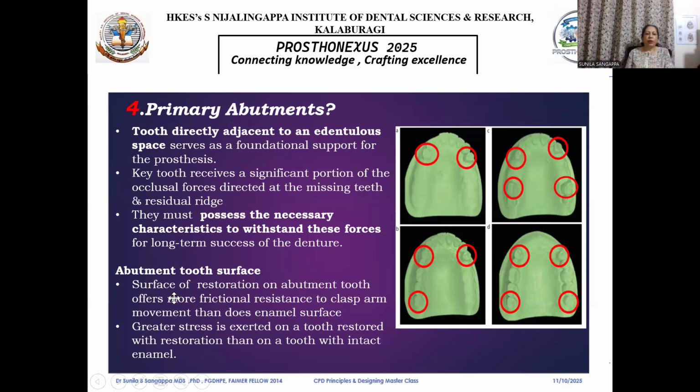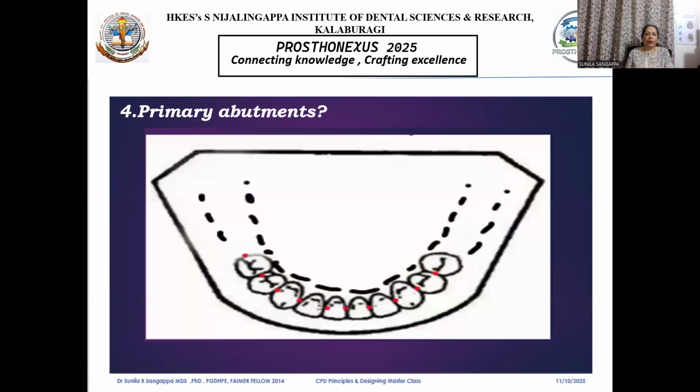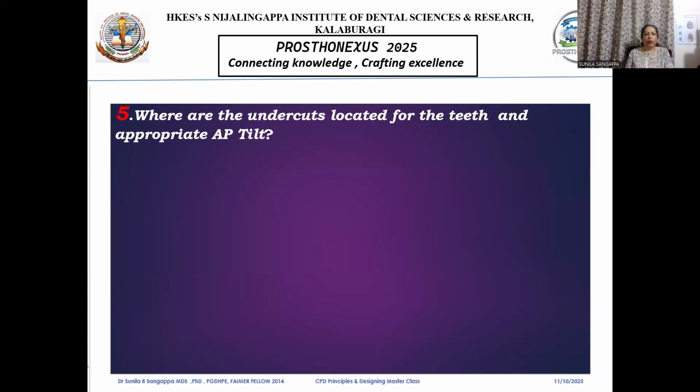Simultaneously, you should also remember to consider the abutment tooth surface, whether it is restored or it is with natural enamel. Why? Because greater stress is exerted on a tooth restored with restoration than on a tooth with intact enamel. So in this ideal situation, the primary abutments that we would consider are the premolars, that is the second premolars on both the sides. Moving on.